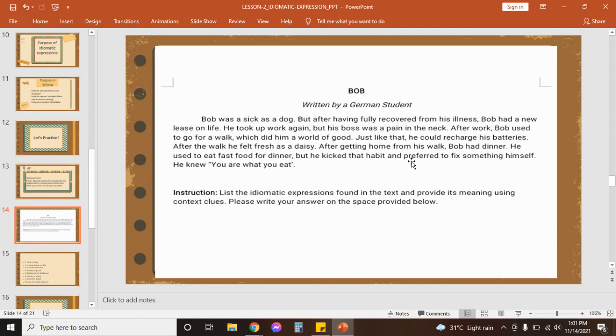There's still the last sentence remaining. He knew you are what you eat. What do you think is the idiomatic expression here? You are what you eat. Okay, very good. So the idiomatic expression is you are what you eat. What do you think is the meaning of you are what you eat?